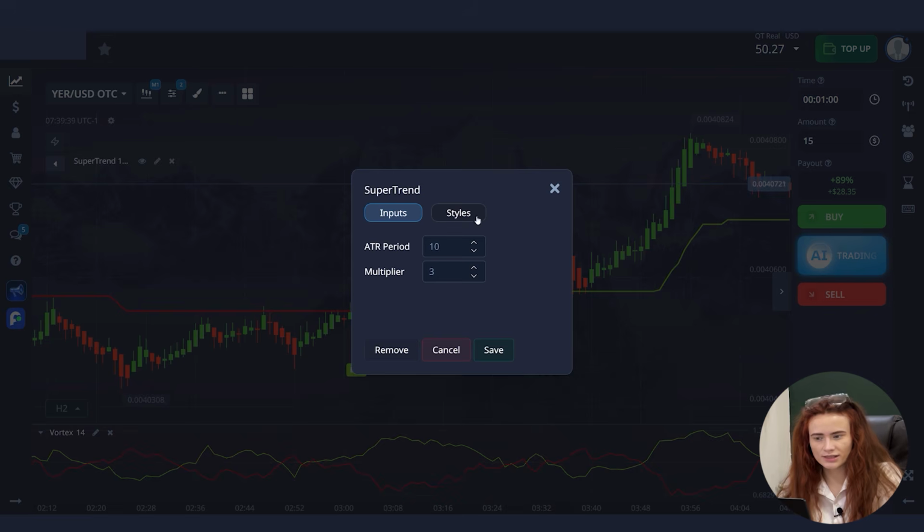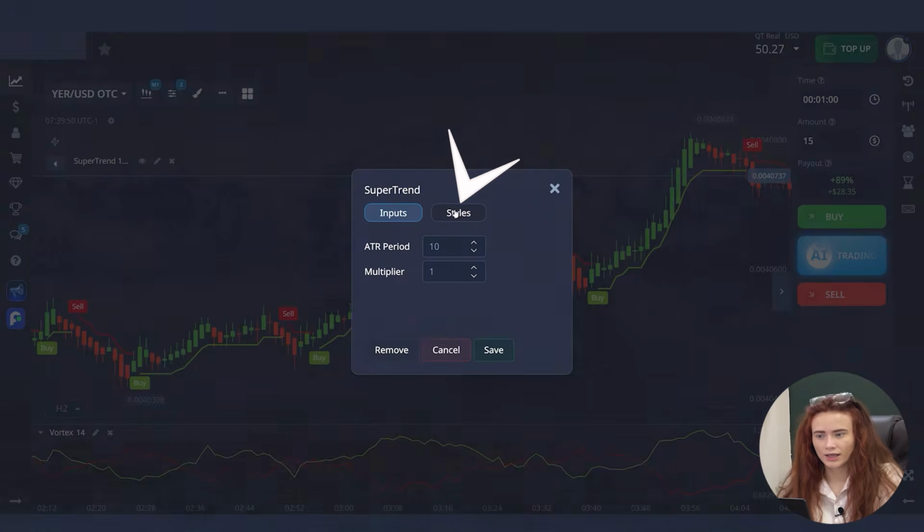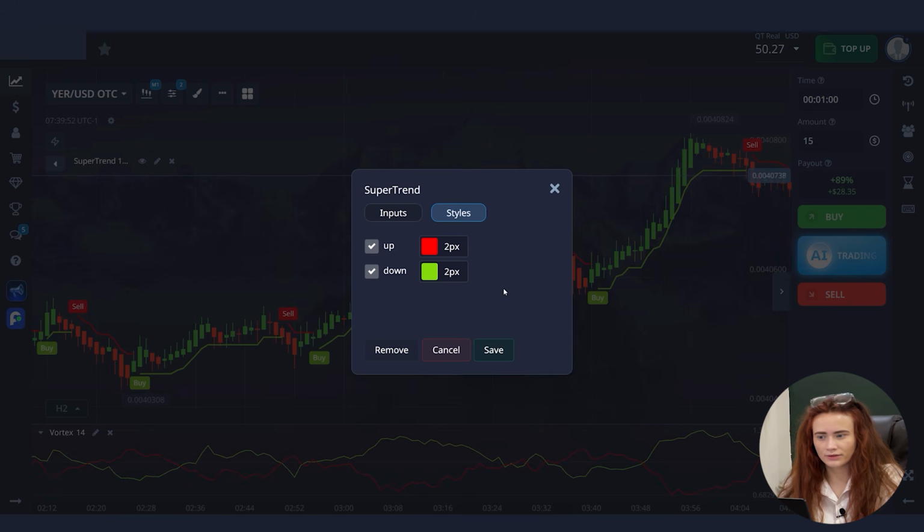The SuperTrend indicator has a period of 10, and the multiplier is 1. This way the indicator will be more responsive to price changes. In the indicator style settings, I will leave everything as standard. Check that you have the same color lines.